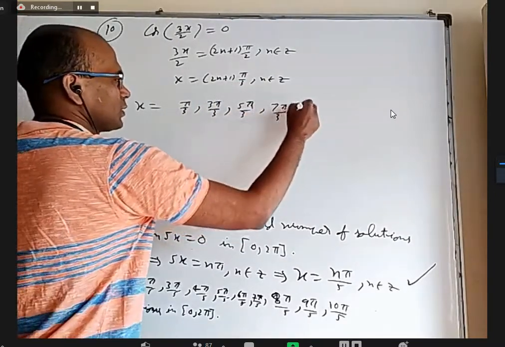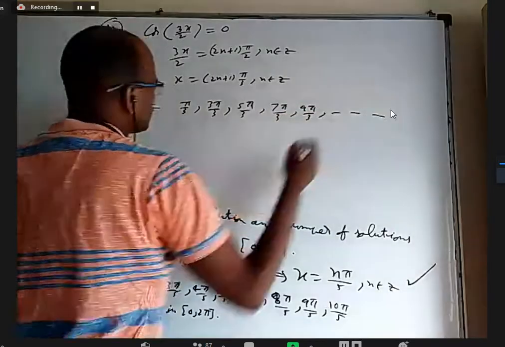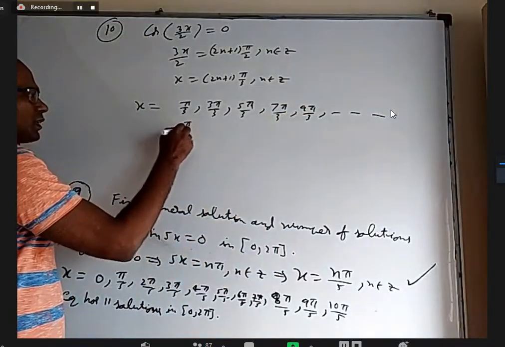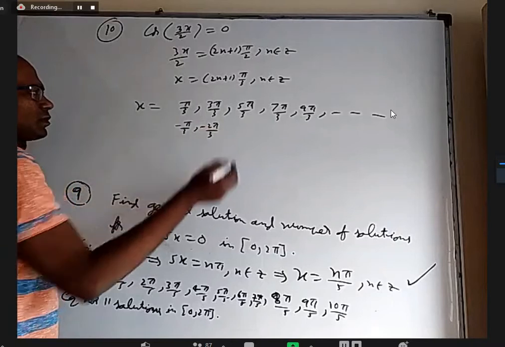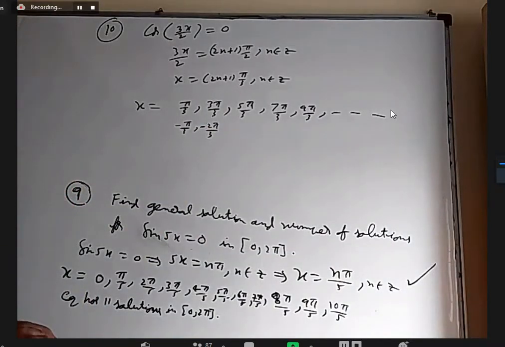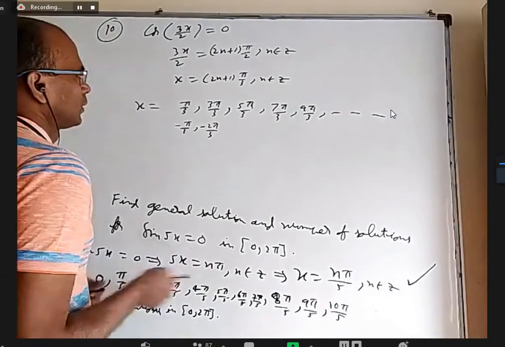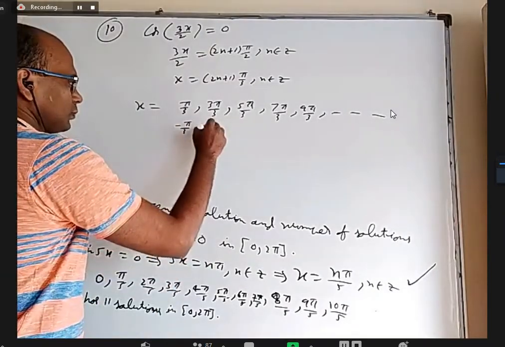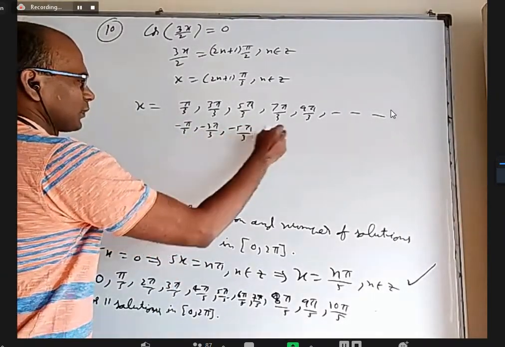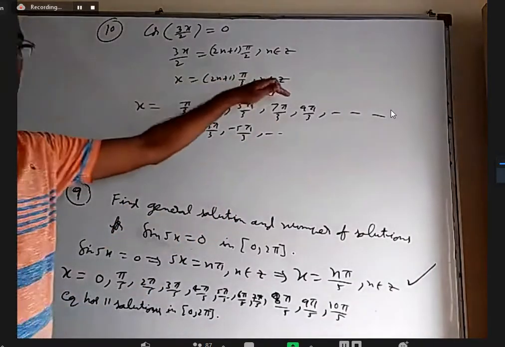7 pi by 3, 9 pi by 3, so on. Of course, you'll also get minus pi by 3, minus 2 pi by 3 maybe, when you put n equal to minus 1, minus 2, minus 3 pi by 3, sorry, minus 5 pi by 3, so on. You don't need general solutions done here.